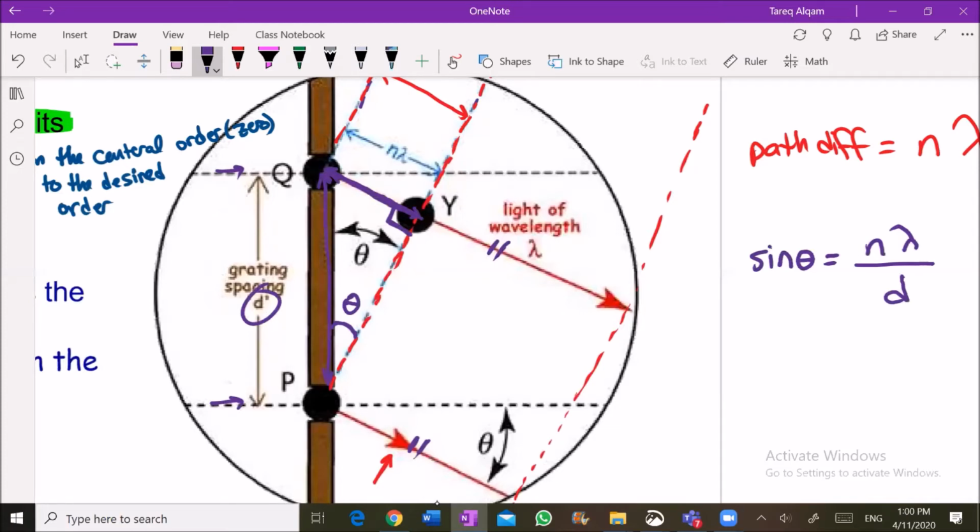Any question, guys? So n lambda equals d sine theta. This is the formula that will be used for diffraction grating. Diffraction what? Grating.